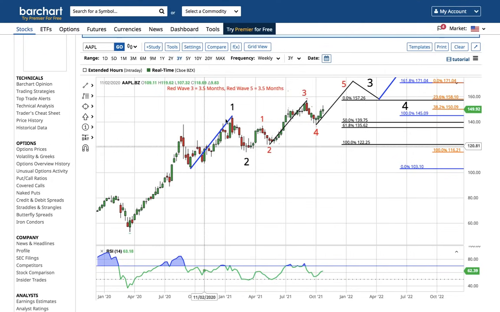Apple forms a wave 1 and a wave 2, so it's within a large wave 3. That's going to take it to the 161.8% extension of wave 1, which is 171. So black wave 3 is subdivided into 1, 2, 3, 4, 5 waves. This is wave 1 of wave 3, wave 2 of wave 3, wave 3 of wave 3, and wave 4 of wave 3 retests the wave 1 high.